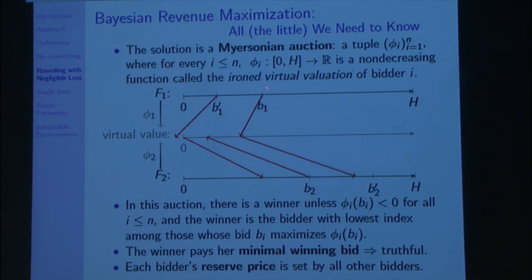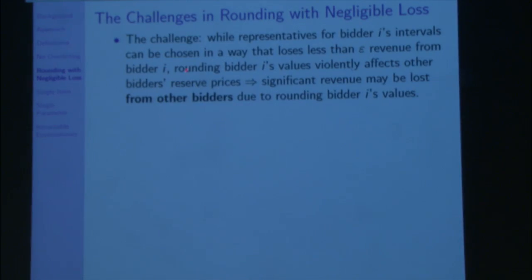So the problem is, once you think about my reserve prices being set up by everyone else, the challenge in rounding without losing much is that if you round my intervals, you can quite easily find representatives in a way that you lose less than epsilon revenue from me. So you charge me a bit less. You choose the representatives in a way that charges me a bit less for everything, but it's only epsilon less, and then there are representatives that do that, and everything's fine.